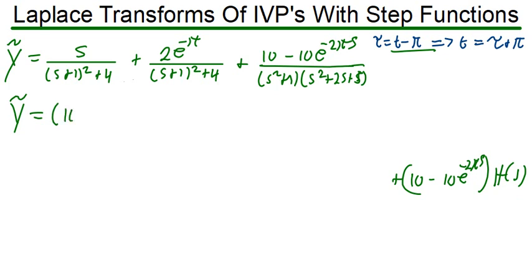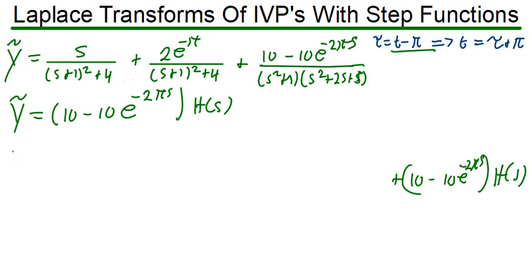you have your 10 minus 10 e to the minus 2 pi s, like that. So this is multiplying your h of s. Keep in mind to say this: at the end, this is supposed to be y of tau, but write it in terms of what tau equals, like in terms of t.